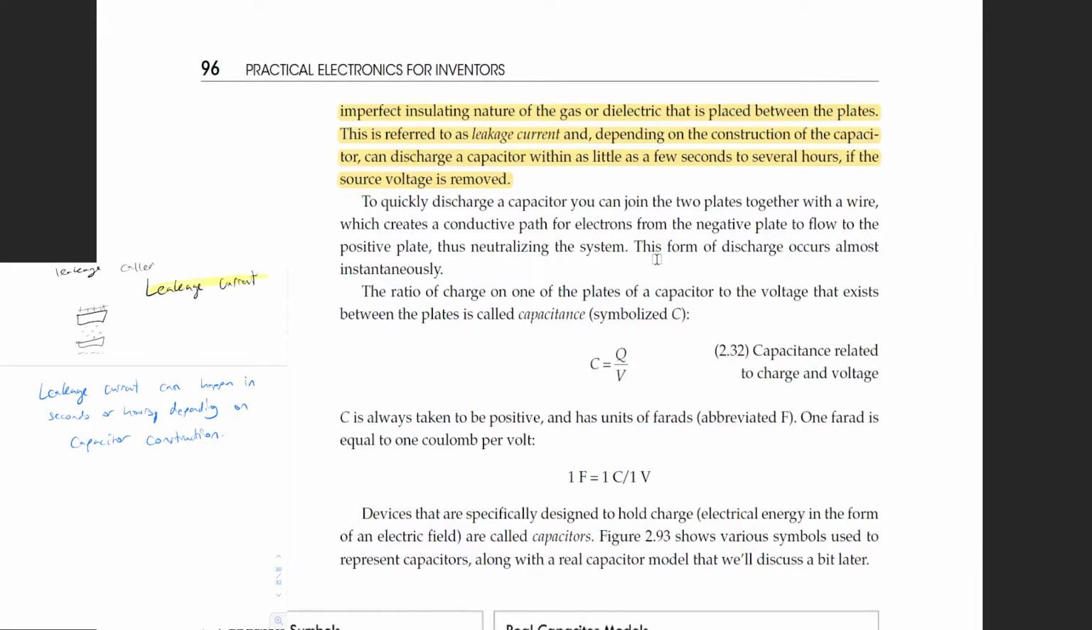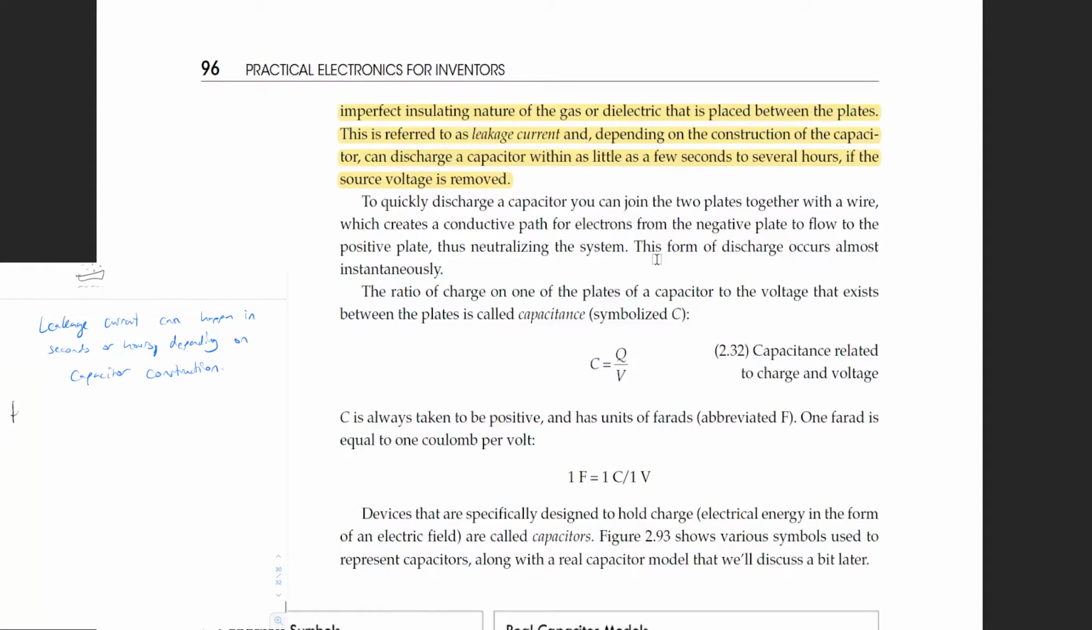To quickly discharge a capacitor, you can join the two plates together with a wire, which creates a conductive path for electrons from the negative plate to flow to the positive plate, thus neutralizing the system. This form of discharge occurs almost instantaneously. So, how to discharge? Connect both plates with a short circuit, basically, with a wire. Happens instantly.